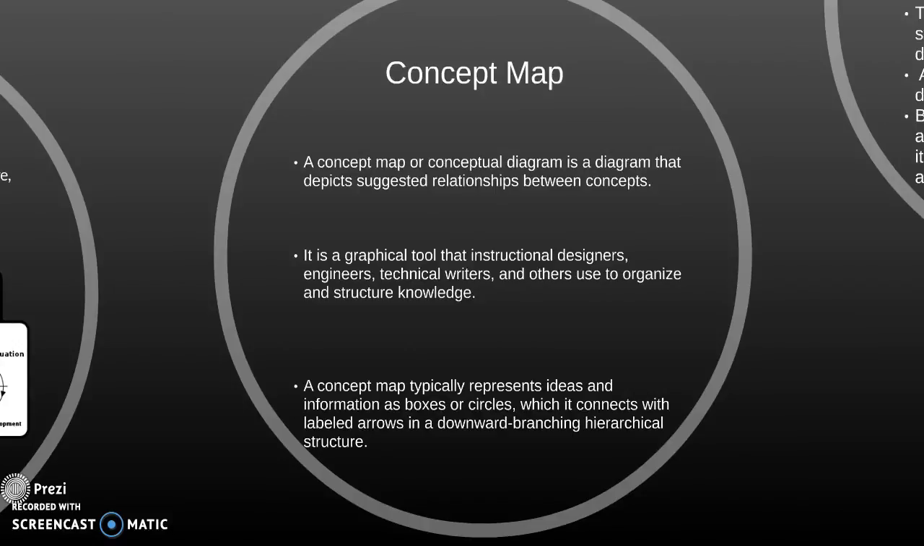A concept map or conceptual diagram is a diagram that depicts suggested relationships between concepts. It's a type of graphical tool that instructional designers, engineers, technical writers, and others use to organize and structure knowledge. A concept map typically represents ideas and information as boxes or circles, connected with labeled arrows in a downward branching hierarchical structure.